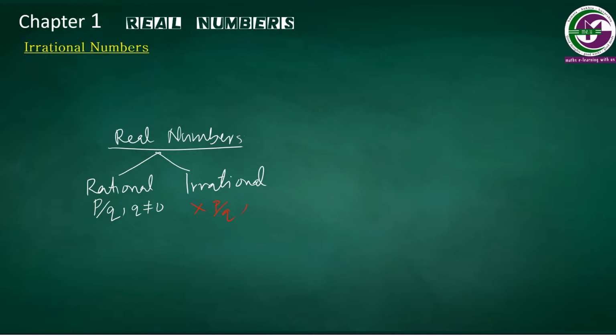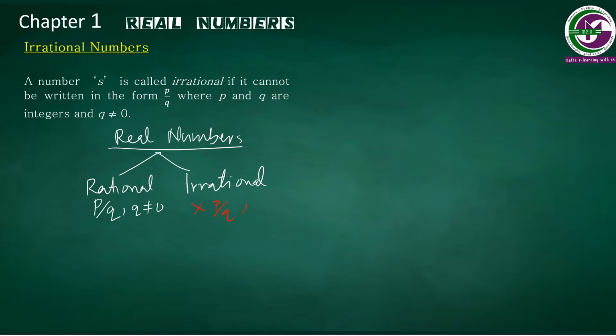So there are numbers which we cannot express in the form p by q. Examples you studied in Class 9: root 2, root 3, root 5. Pi is an irrational number, and some types of decimal numbers are also irrational numbers. So the definition of an irrational number is: a number S is called irrational if it cannot be written in the form p by q, where p and q are integers and q is not equal to 0. So that is in the case of fractions.